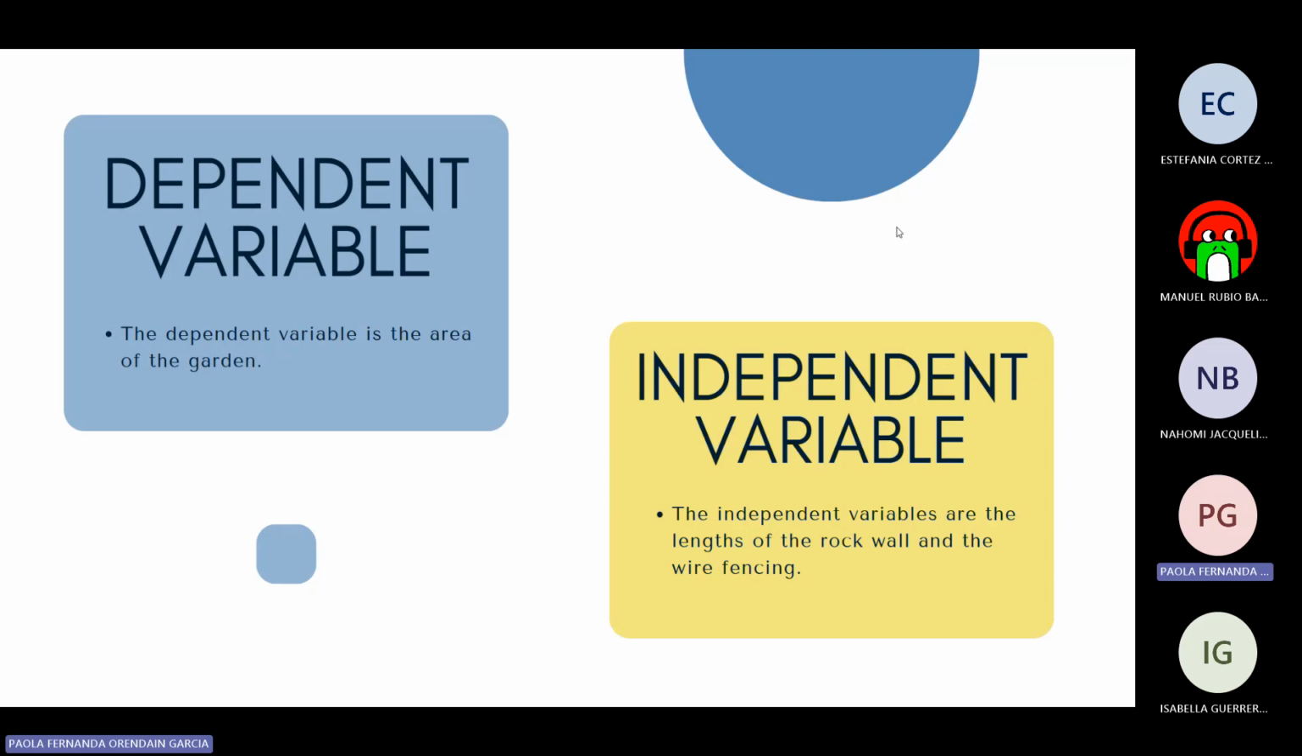Variables. The dependent variable is the area of the garden, and the independent variables are the length of the rock wall and the wire fence.